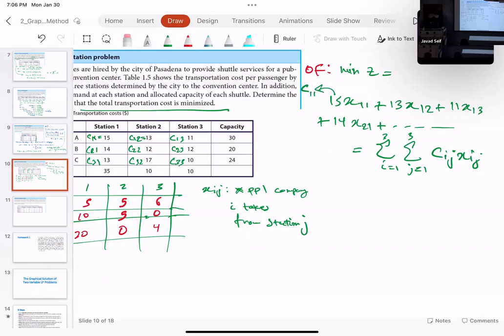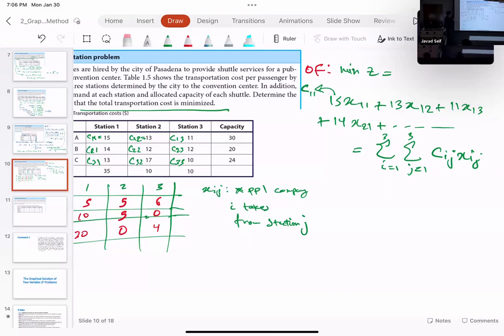So minimize this problem. If I give this to the computer, what's going to be the answer? These are all zero. Don't take anybody, save all your money. But there's a constraint that says you cannot do that. What are those constraints? The demand.